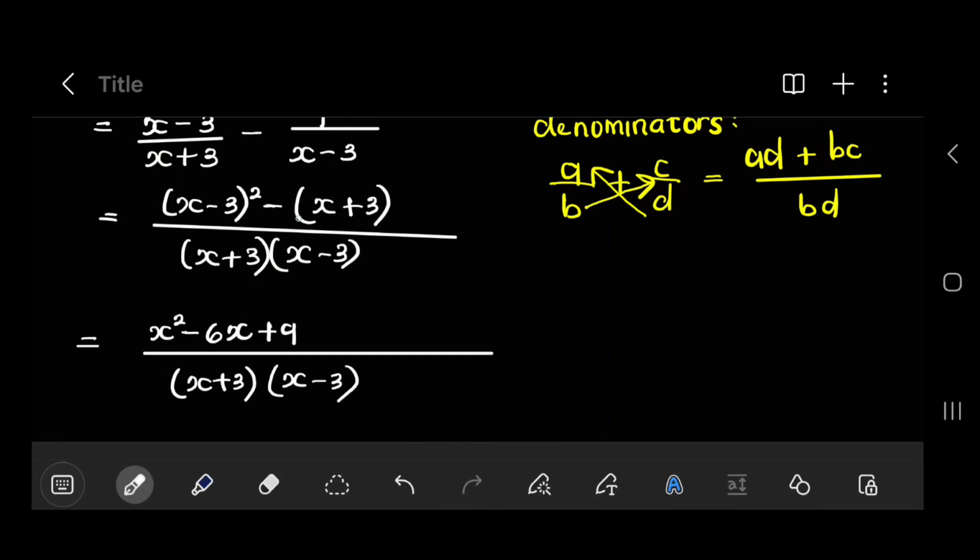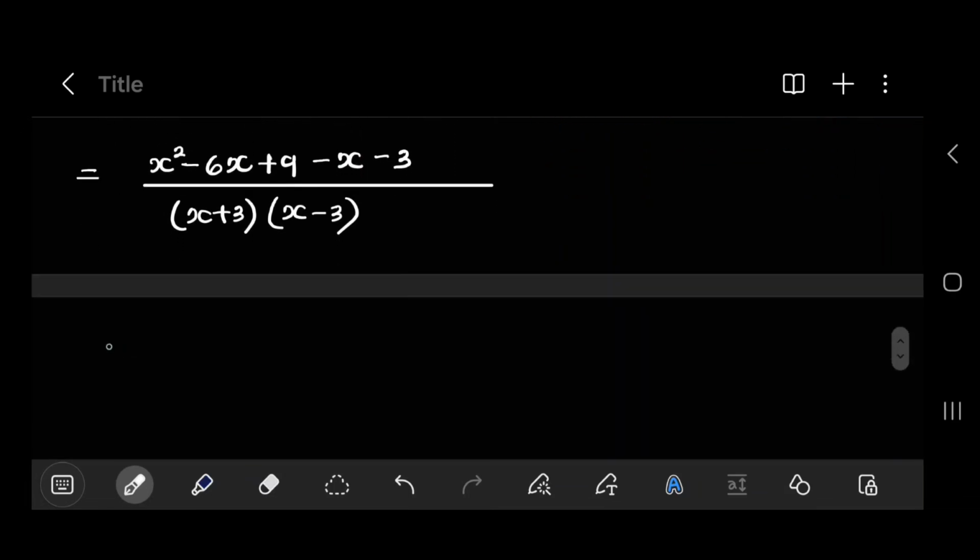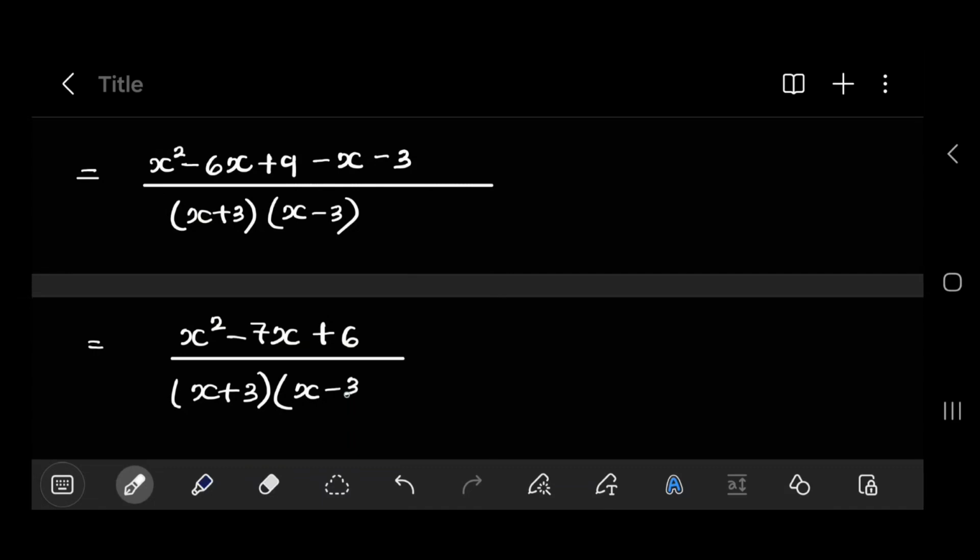Now we're going to take this negative and multiply into the bracket with both terms. It gives you minus x minus 3. Let's gather like terms. So we've got x squared. We have minus 6x minus x, which is minus 7x. And we've got 9 minus 3, which is 6. And remember here, your denominator stays as is. So if you'd like, you can actually attempt factorizing your numerator, but it is not necessary. So this is your final answer.